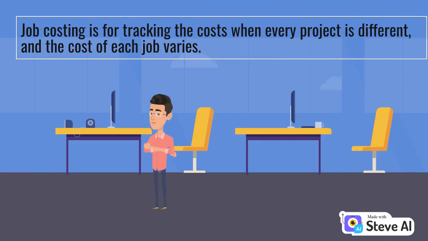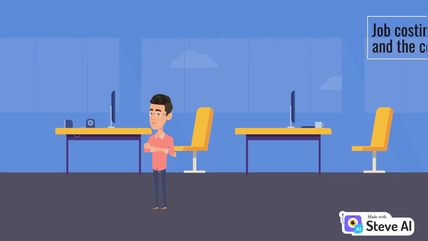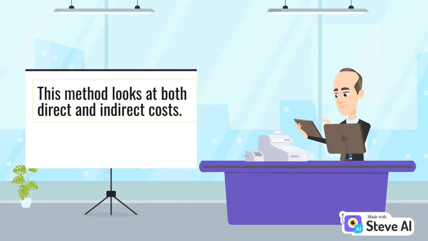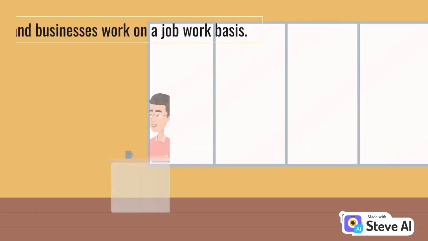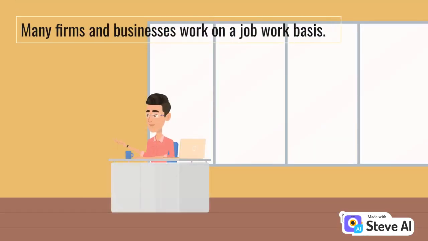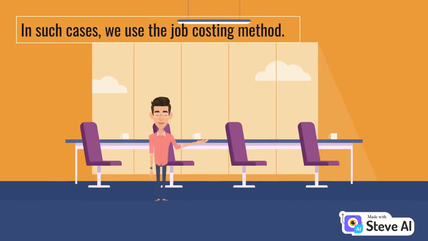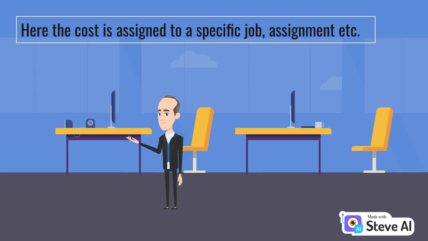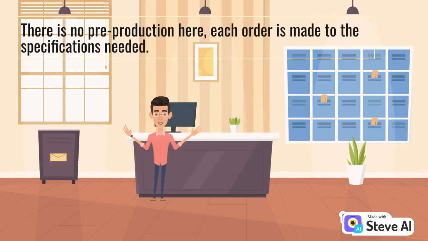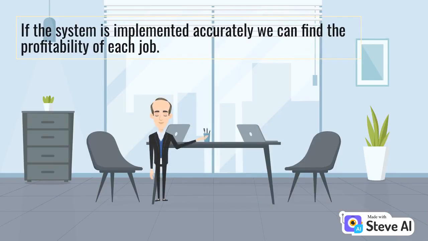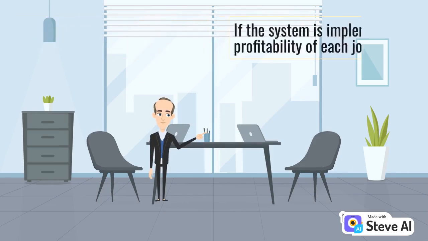Job costing is for tracking the costs when every project is different, and the cost of each job varies. This method looks at both direct and indirect costs. Many firms and businesses work on a job work basis. In such cases, we use the job costing method. Here the cost is assigned to a specific job, assignment etc. There is no pre-production here, each order is made to the specifications needed. If the system is implemented accurately, we can find the profitability of each job.